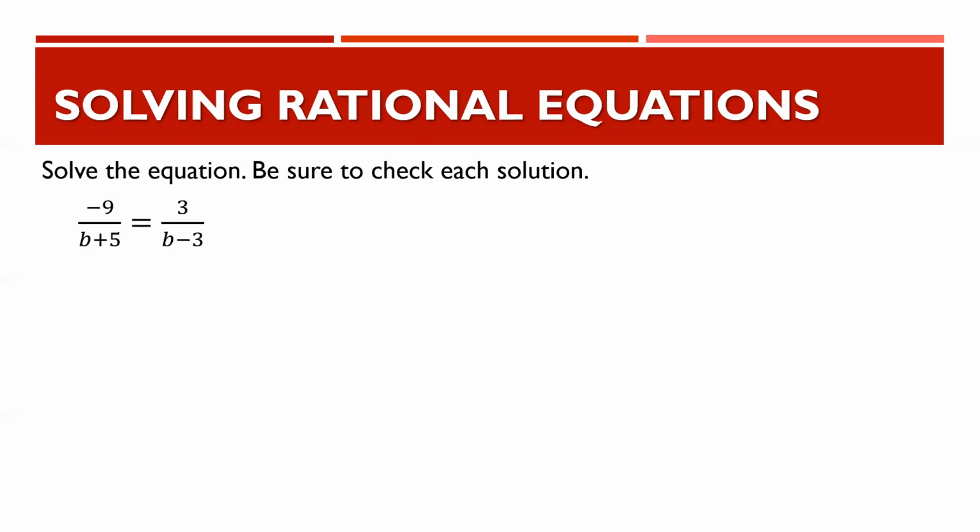All right, so here's our first problem. First thing we want to look for is what is the least common denominator. Our first fraction has a denominator of b plus 5, so that's one factor. And then our other fraction has a denominator of b minus 3, that's the other factor. Two different factors, we need one of each to make up our least common denominator.